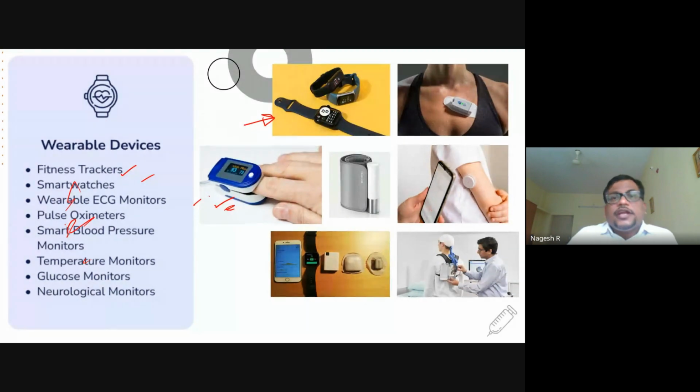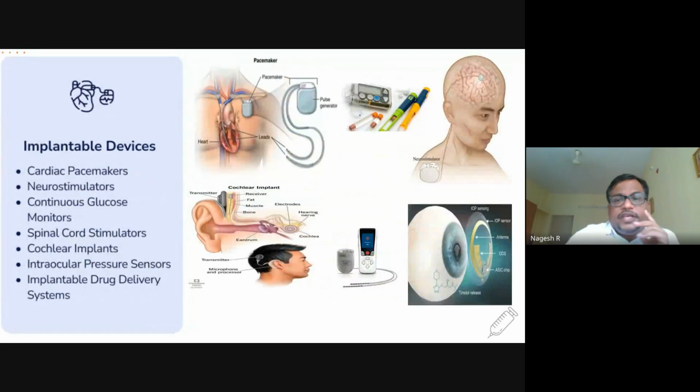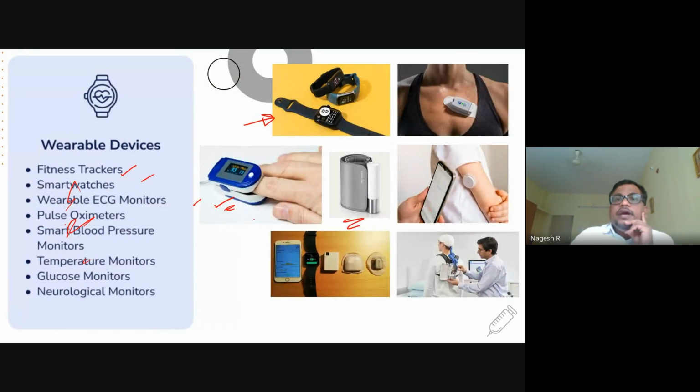These are also connected to the internet these days. You have smart blood pressure monitors. Apart from just monitoring blood pressure, they also measure the ECG, and thereby can connect to the doctor. So this is a very interesting one.